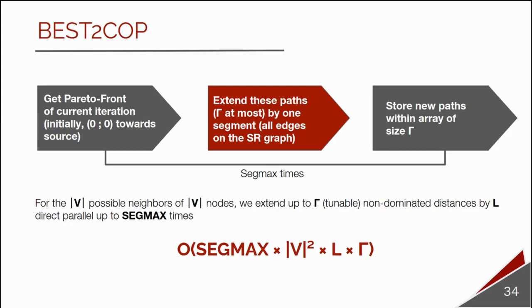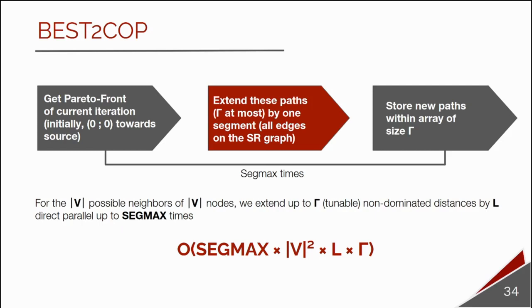I repeat once again that gamma is tunable, so you can tune it to remain exact, so that the delay intervals are smaller than the accuracy of the delay measurement, or if the problem is too complex, which shouldn't happen on real ISP networks, you can tune it to at least approximate the solution.